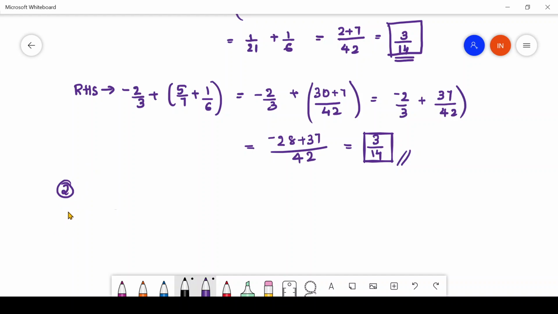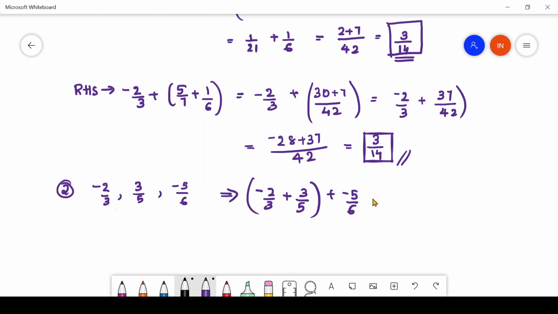Here I am taking again three numbers. Let us see what numbers we can take. I'm taking negative 2 by 3, 3 by 5 and negative 5 by 6. So as we have seen before, let us write down negative 2 by 3 plus 3 by 5, plus negative 5 by 6, should be equal to negative 2 by 3 plus, 3 by 5 plus negative 5 by 6, if addition is associative for rational numbers, right? This is the LHS and this is the RHS.